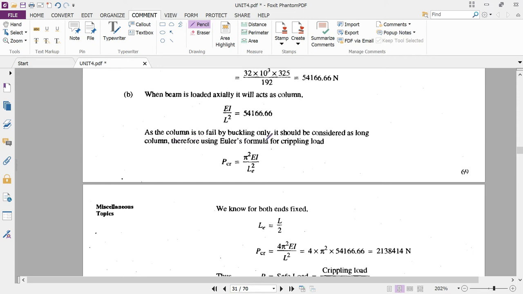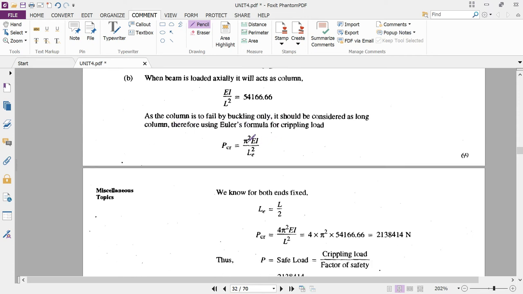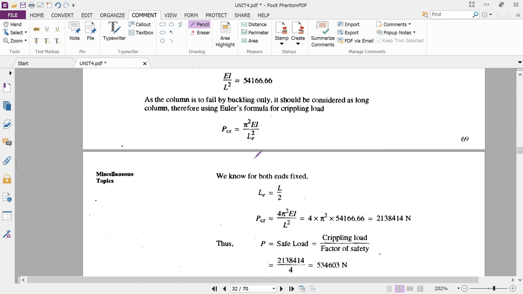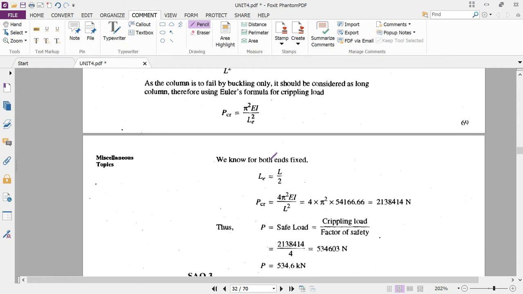Therefore the Euler equation for the long column, we know that, is pi square EI by L effective square. Now here the condition is that both the ends are fixed. You know that the beam has both ends fixed. So in that case, the L effective criteria, that is the theory part that we have already covered.